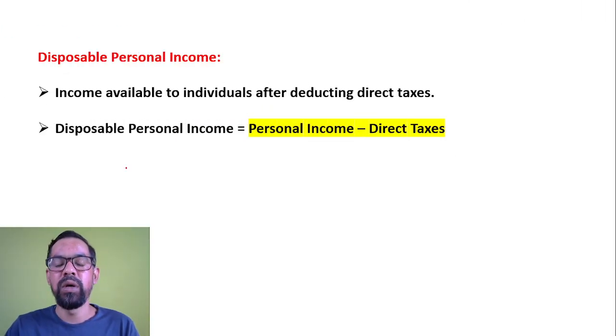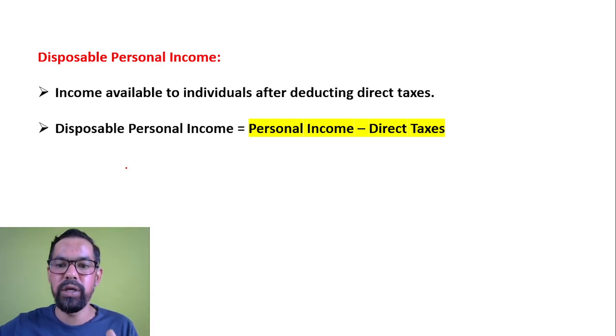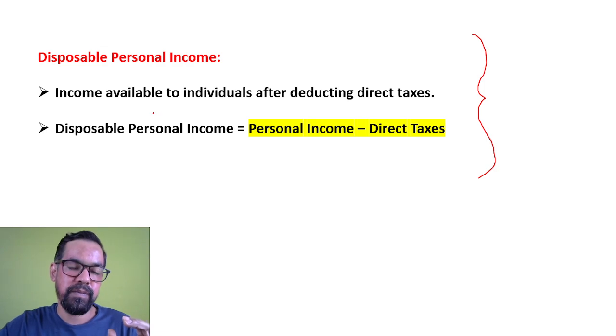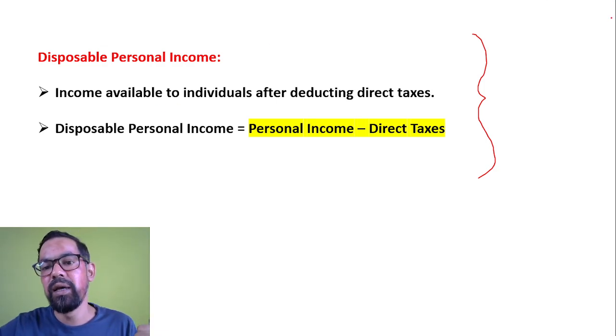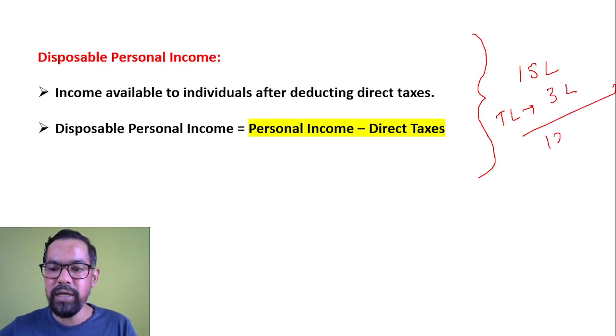Okay, now disposable personal income. I hope you guys have heard about this one, what is disposable income. So what is the disposable income for that particular XYZ corporate house. When you subtract direct taxes from that amount, let's say my salary package is 15 lakh, and my tax liabilities are 3 lakh. So the outcome, that is 12 lakh, is my disposable income.